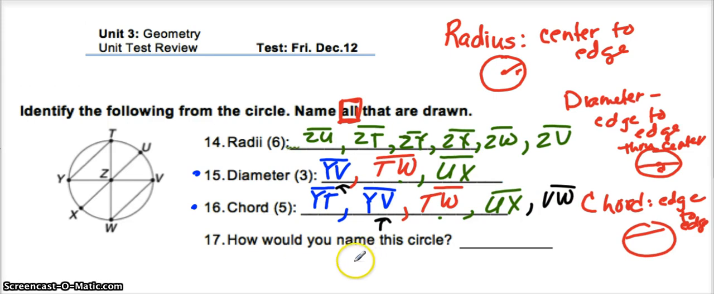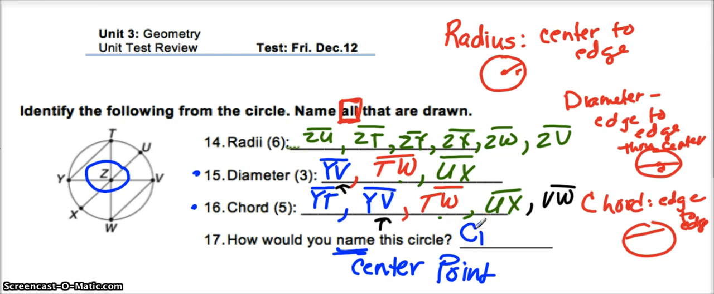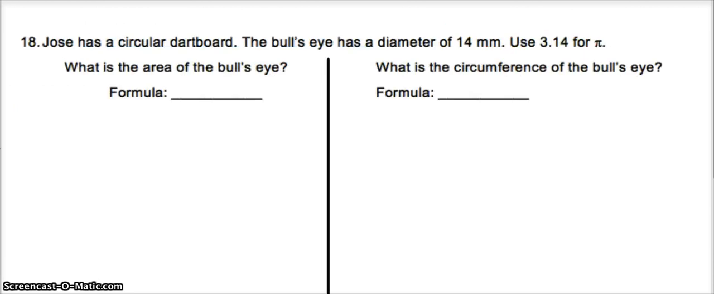Now, the last thing we've got here to go along with the circle is how to name the circle. The circle is always named by its center point. So when we look at this circle, you can see that Z is in the center. This would be known as circle Z. Okay? So those are all of the different parts of a circle that you'll need to know for your test. Let's go on to the next page.